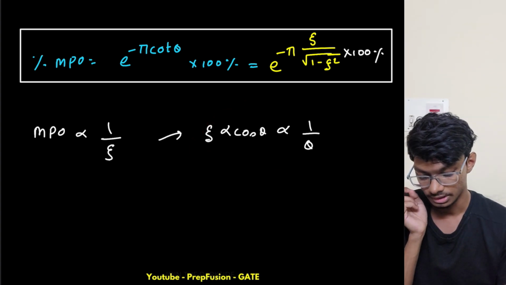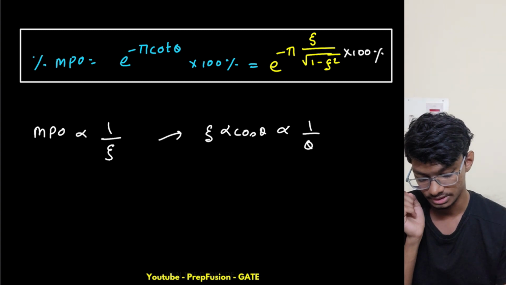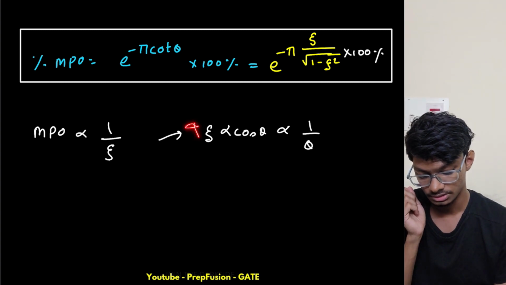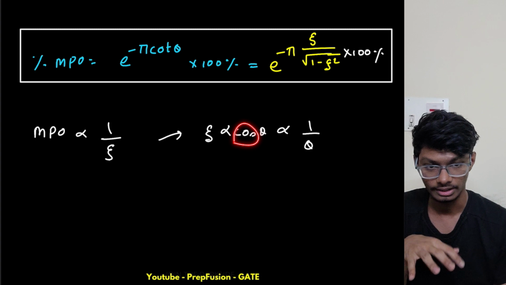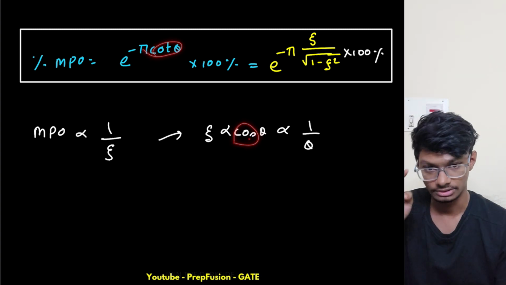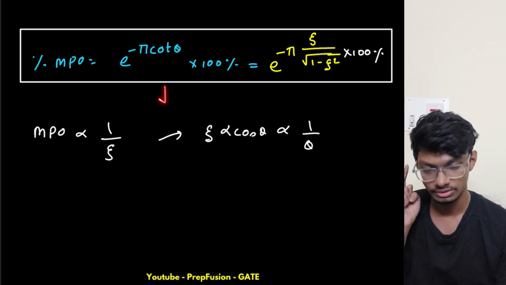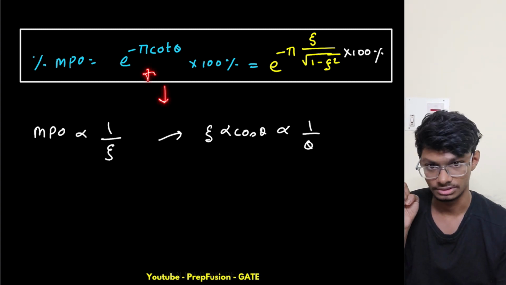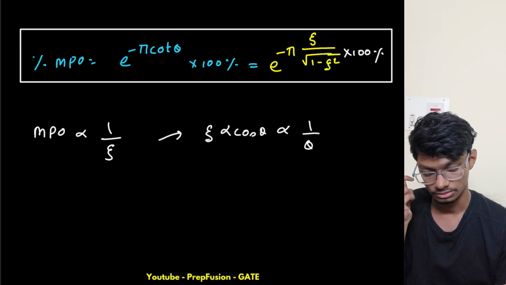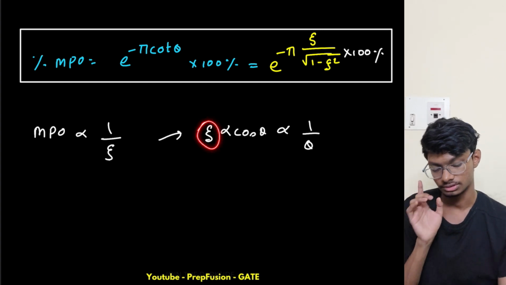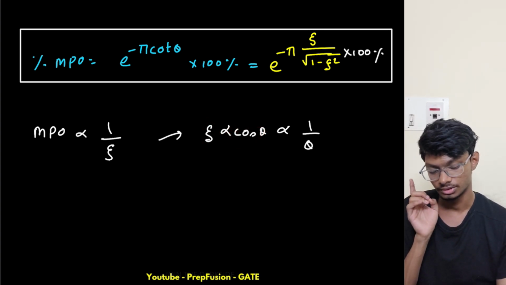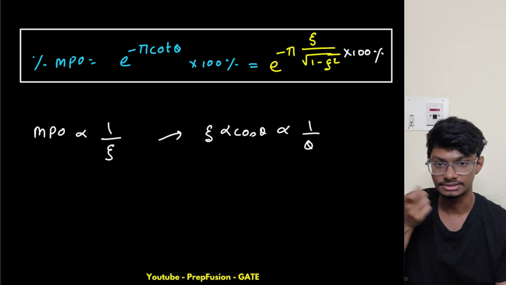what can we say? If zeta is increasing, then what is cos theta equal to? Cos theta equals cos theta over sin theta. Then cos theta will reduce and sin theta will increase. Sorry, one more thing: if zeta is increasing, cos theta will increase and sin theta will reduce.